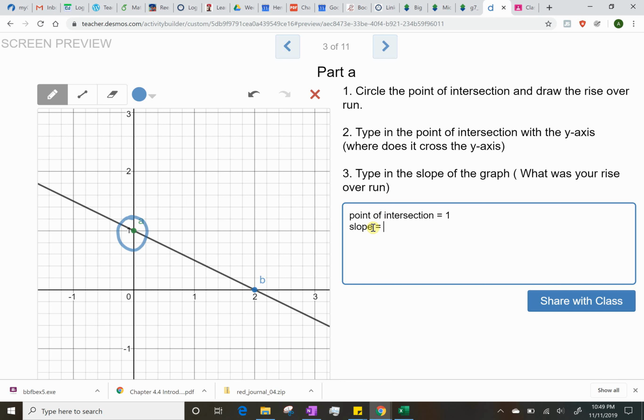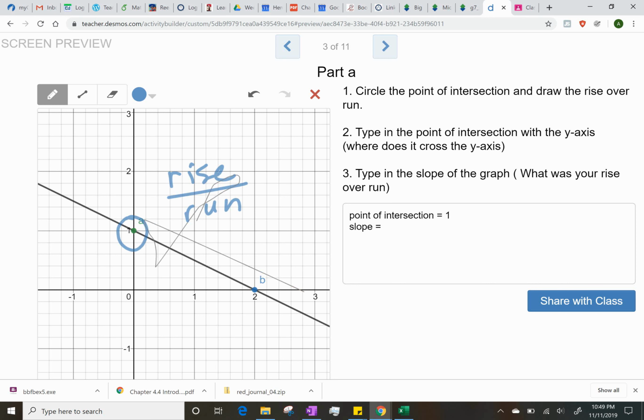Now, the slope is equal to, again, we know the slope is equal to the rise over the run, or I guess I've told some of you this before, but the fall over the run.